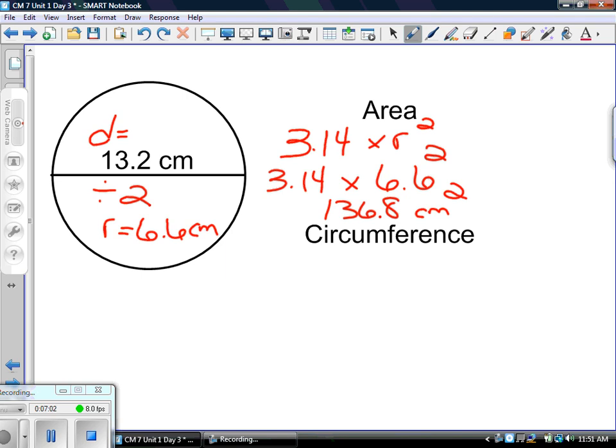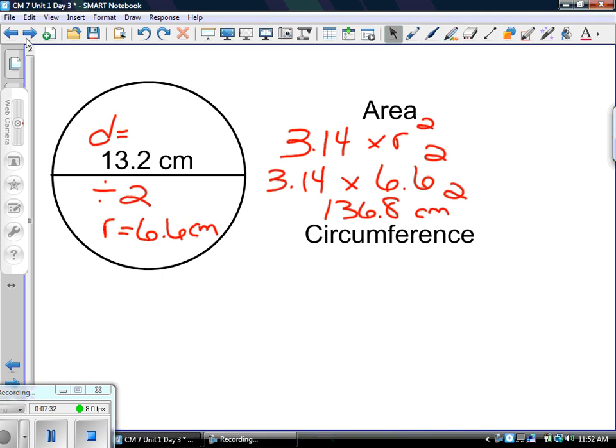Some of your calculators may have a squaring button where when you put this into the calculator, you can go ahead and literally put in 6.6, hit the squaring button, it automatically does it for you. If you do not, just remember 6.6 squared is 6.6 times 6.6. So you could take your calculator at that point and do 3.14 times 6.6 and multiply by 6.6 again. You would get the same answer rounded to the nearest tenth.